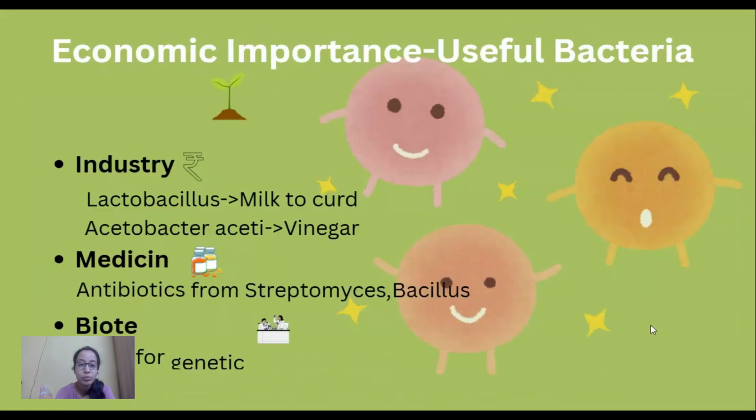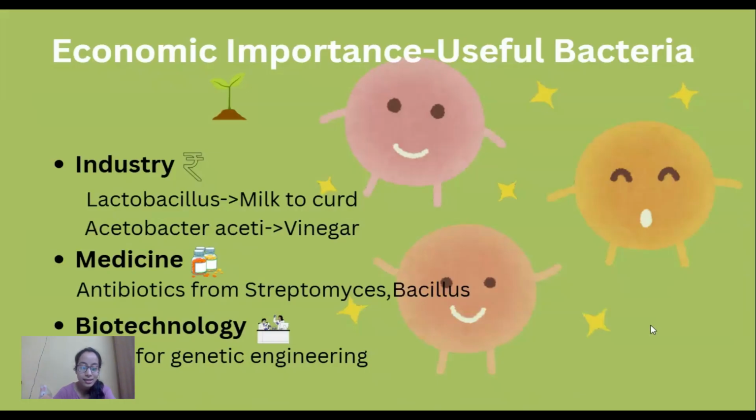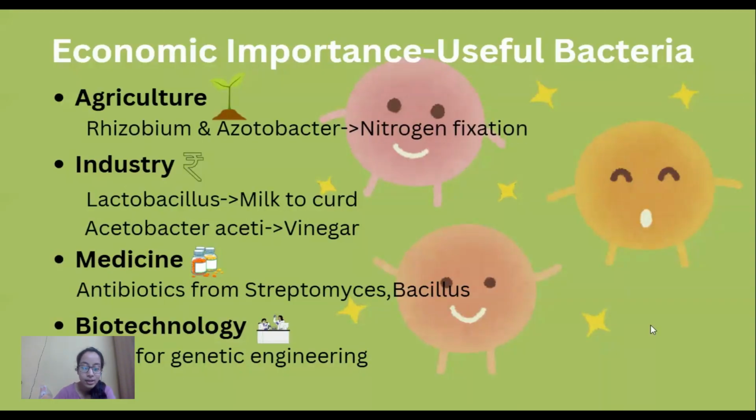Now, we move on to the economic importance, that is, useful bacteria. NCERT says bacteria are both our friends as well as foes. So let's look at the friend side first. In agriculture, Rhizobium and Azotobacter.